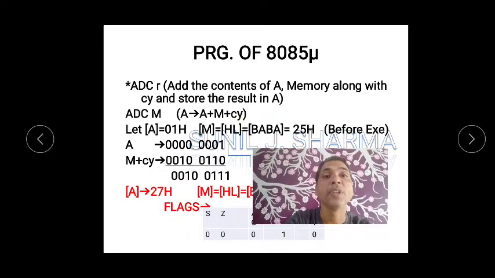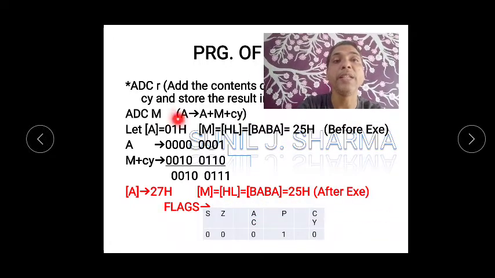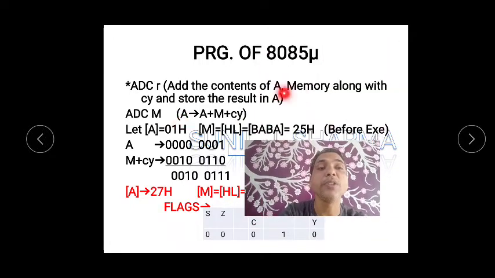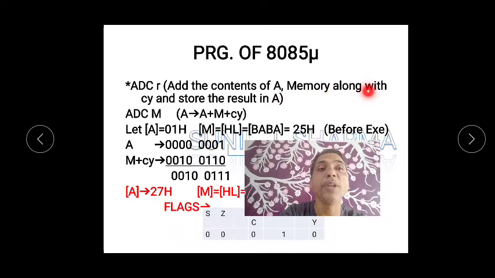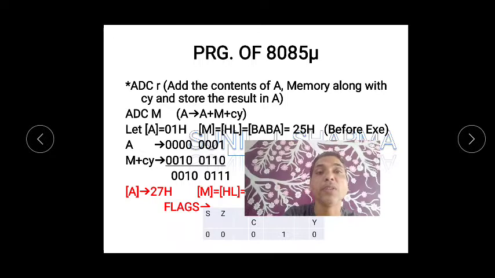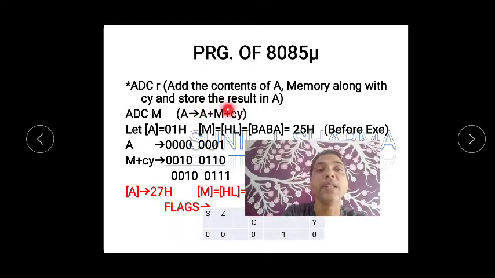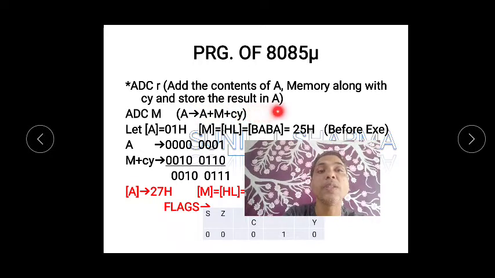Okay. Now can you see we are having ADC M. So add the contents of accumulator and memory along with carry and store the result in the accumulator. So ADC M, I think the same thing, A is equal to M plus carry. So let's say the accumulator value is 01. Memory means the contents of the HL pair. The HL pair will be holding some address, and at that address you are having some value.